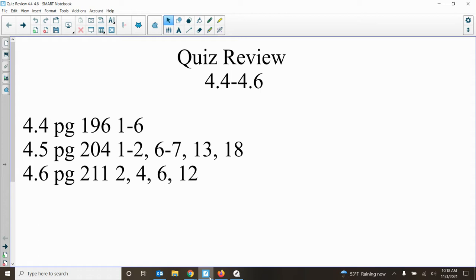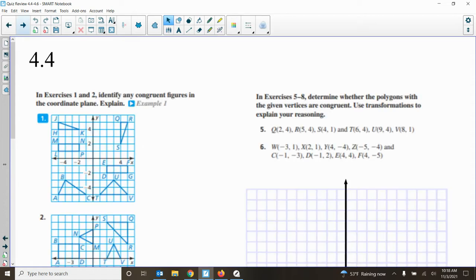Let's go ahead and get started with 4-4. Questions 1 and 2 are very much the same. Identify any congruent figures in the coordinate plane and give an explanation. Here, if you're going to give an explanation, justify quickly, and I emphasize quickly, don't give me a huge paragraph here. Justify quickly the congruence transformation that would need to occur from one to the other.